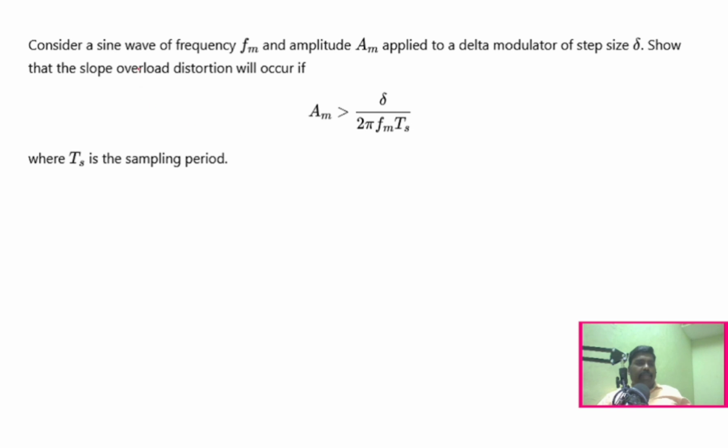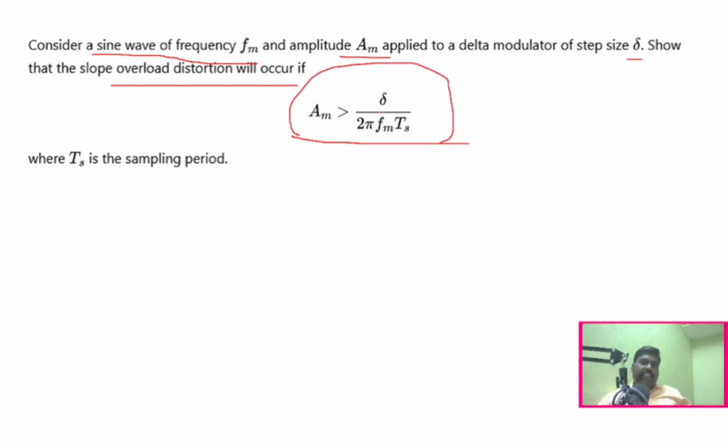Consider a sine wave of frequency Fm and amplitude Am applied to a delta modulator with step size del. Show that slope overload error will occur if this condition holds. So they have asked us to derive this particular formula. I've already said this is an important formula, the condition where slope overload error will happen. If slope overload error must happen, it means the input signal is very high compared to the approximated signal, compared to the step size.